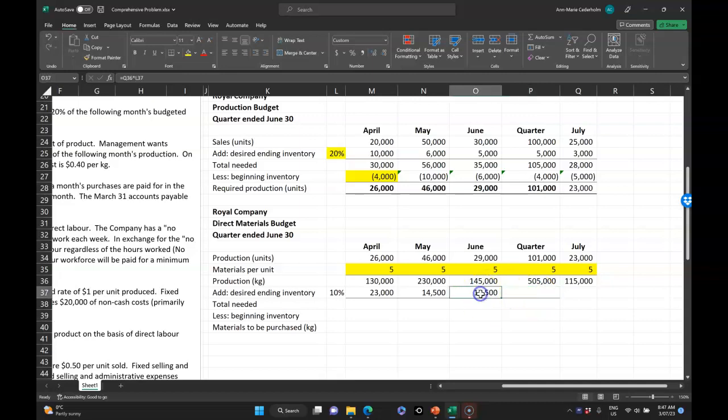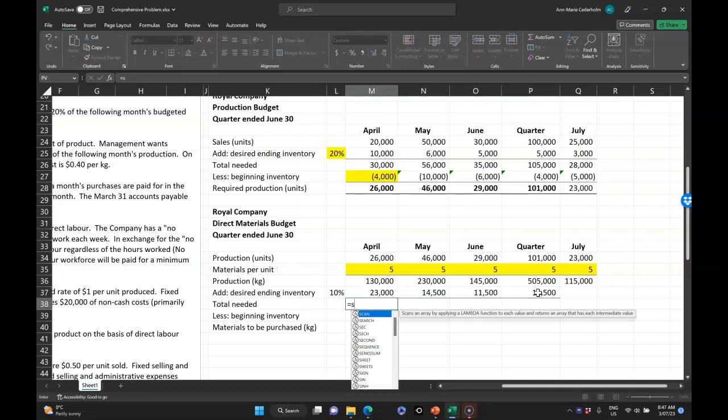And the ending inventory at June 30th is also the ending inventory at the end of the quarter, which is June 30th. So I'll just put the same number down there. And now I can add these up, and this is how much I need.